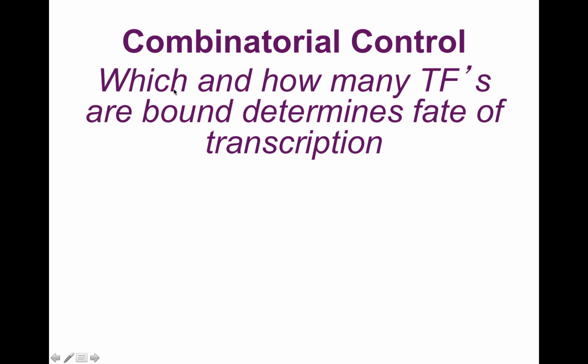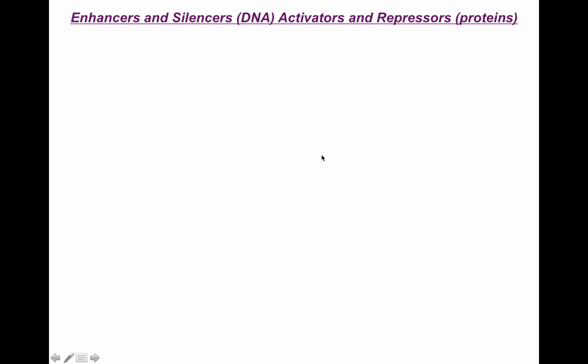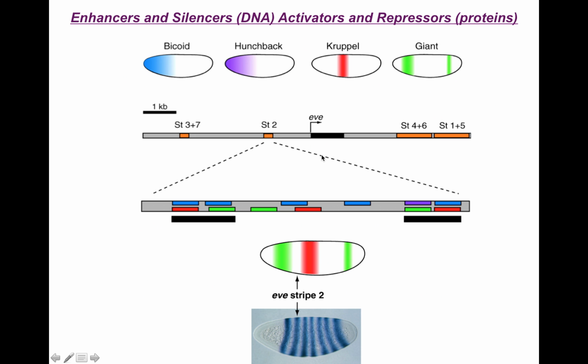Combinatorial control, which and how many transcription factors are bound, determines the fate of transcription. One gene can have many sites for both activators and repressors. So let's take another look at even-skipped expression in the embryo. This is how even-skipped is expressed. It's expressed in 7 stripes throughout the embryo.